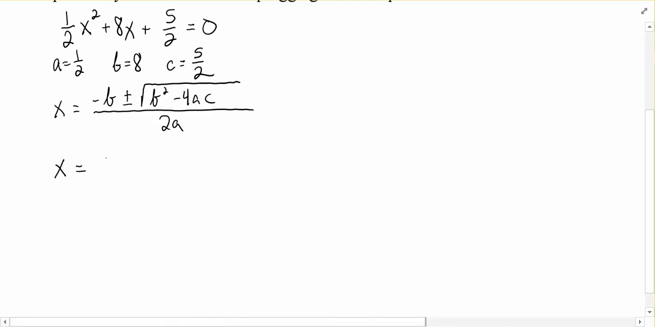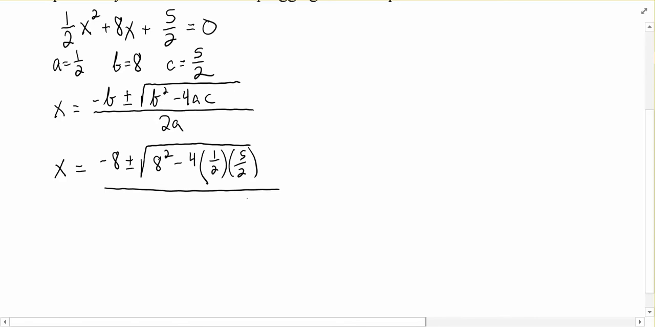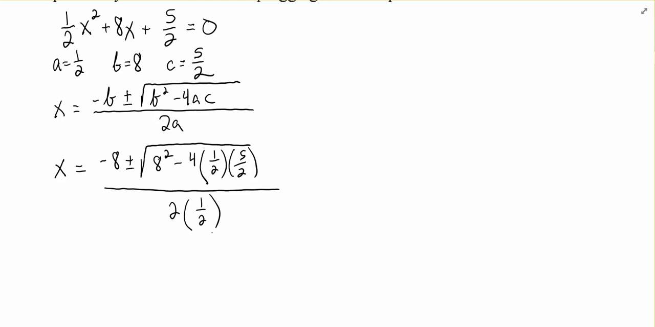So the opposite of 8 is -8. We have plus minus. We have the square root of 8 squared minus 4 times 1/2 times 5/2 all over 2 times 1/2. This looks ugly. We have fractions within fractions. But let's check out what's actually going on here.